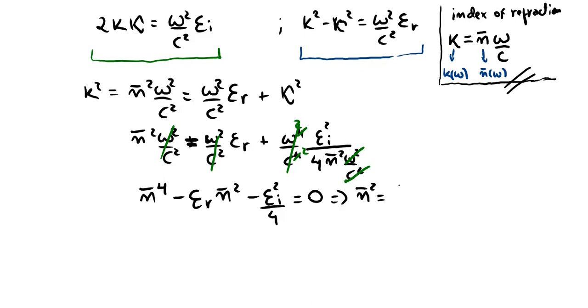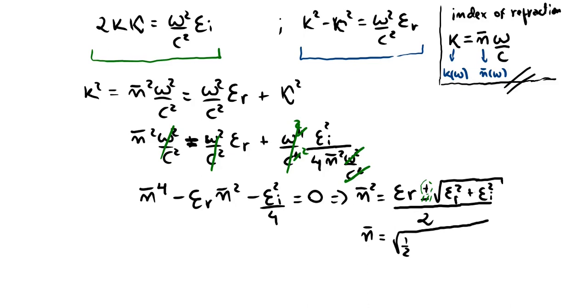That would be epsilon r over 2 plus or minus the square root of epsilon r squared plus epsilon imaginary squared. We are going to dismiss the solution that has a negative term so that we keep n real. So we are going to get only the positive solution here so that n is always real, because now this index of refraction is going to be the square root of one half times epsilon r plus the square root of epsilon r squared plus epsilon i squared.